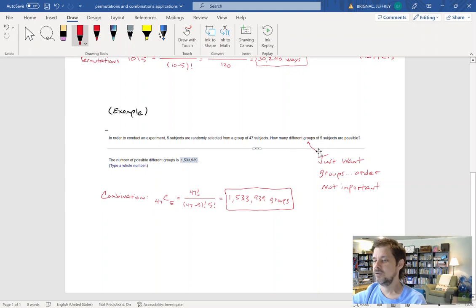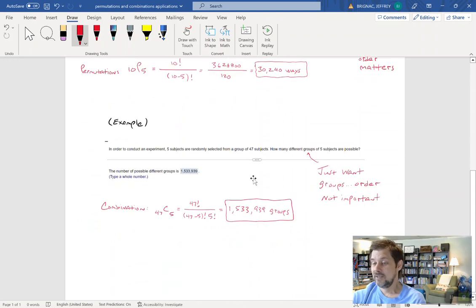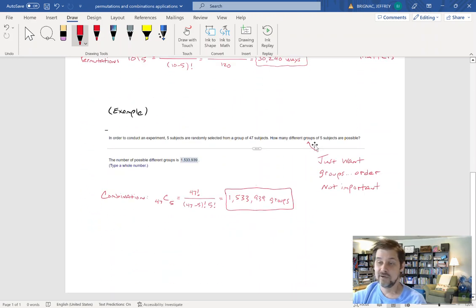Now, when I hear the word groups, I don't think the order is important. There's nothing about that word that makes me think that whether you have Steve, Tom, Larry, or Larry, Steve, Tom, the order that they're standing or arranged makes any difference, just a group of people. So I read it, I think, does the order matter? No, just the nature of that word, the order doesn't matter. Okay, so we're talking about combinations.